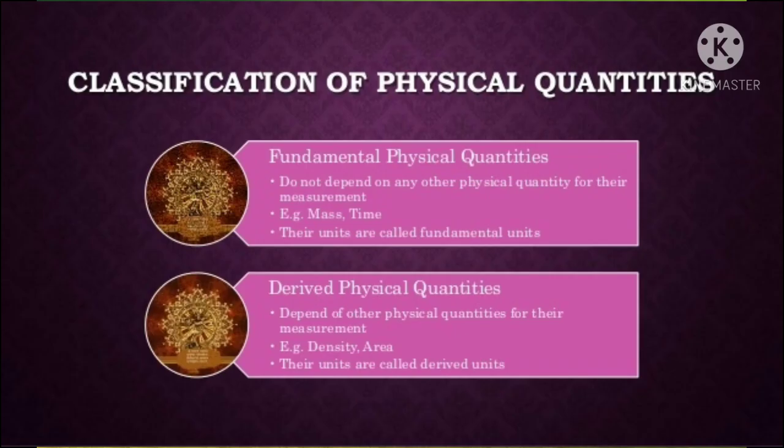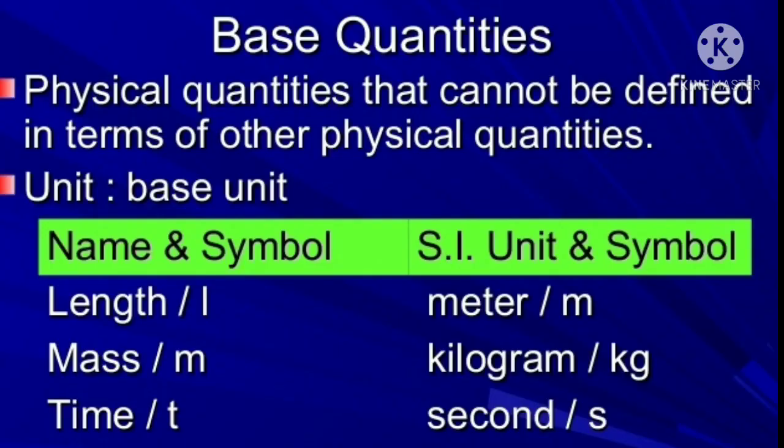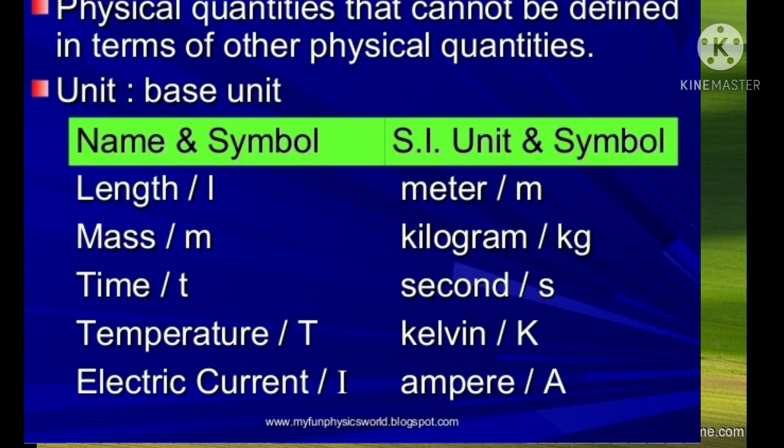Now we can see the classification of physical quantities. There are two types: fundamental or basic physical quantities and derived physical quantities. What are base quantities? The physical quantities that cannot be defined in terms of other physical quantities are called base quantities or fundamental quantities. Examples are length, mass, time, temperature, electric current, amount of substance. These are the 7 fundamental base quantities in physics, and they cannot be defined in terms of other physical quantities.